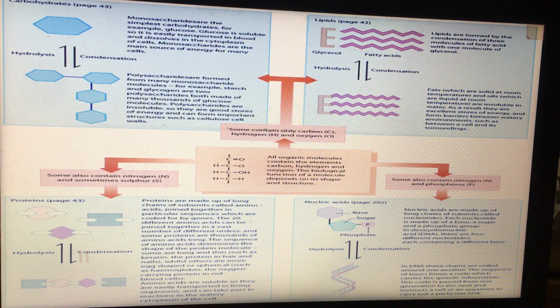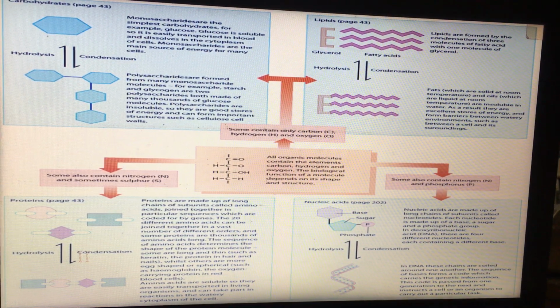They are insoluble in water. As a result, they are excellent stores of energy and form barriers between watery environments, such as between a cell and its surroundings. Here we explain why fats are excellent stores of energy: because they are insoluble in water. That makes them able to store the energy and transport it between more than one environment, such as a cell and its surroundings. Okay, this is the second group.